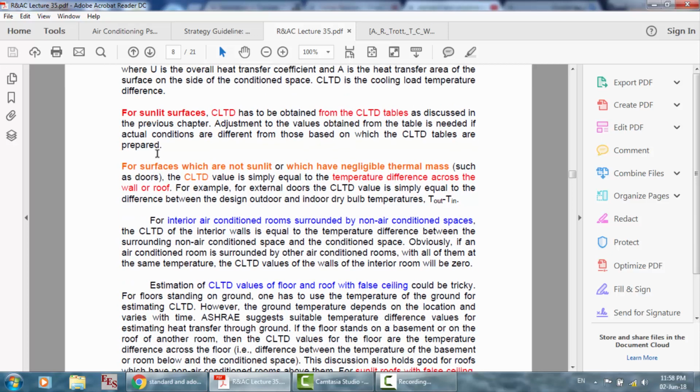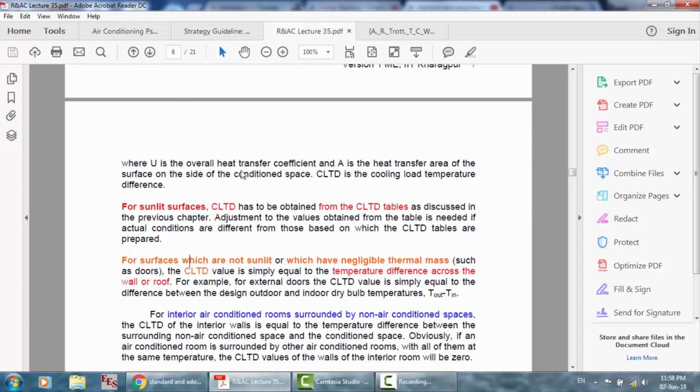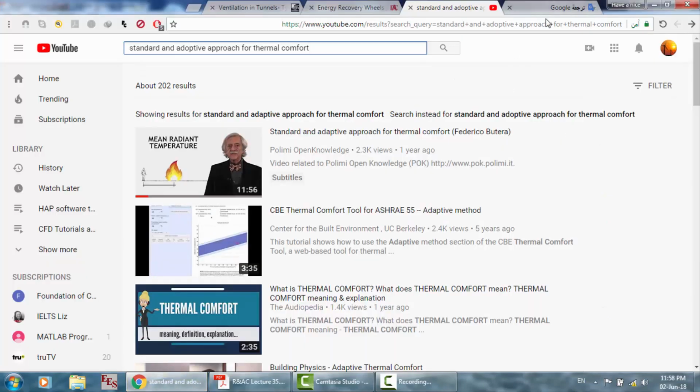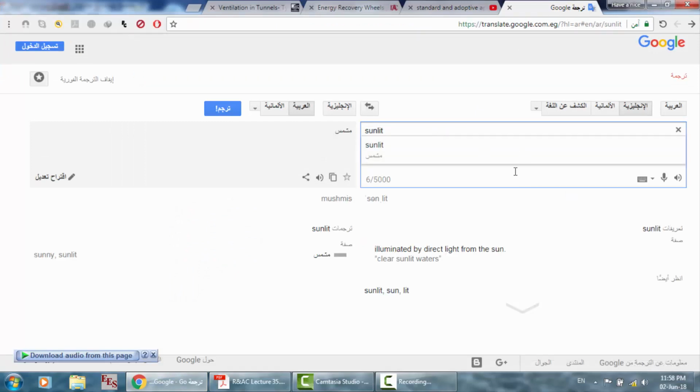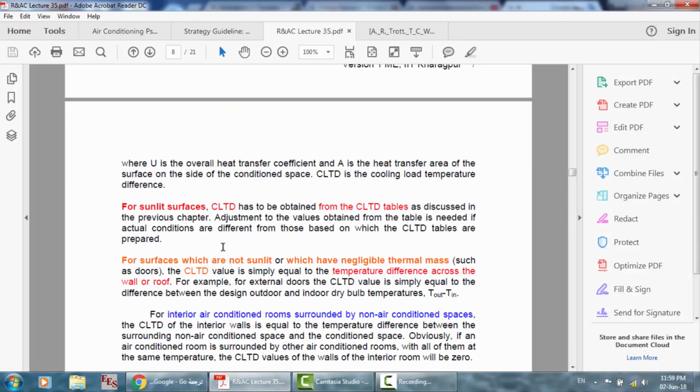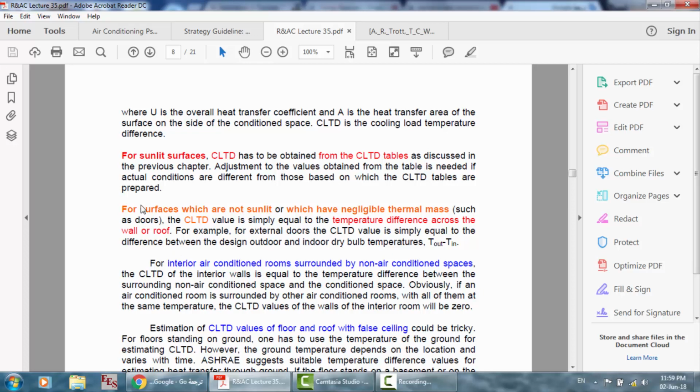For surfaces which are not sunlit, sorry, I said sunlight, it is sunlit. For surfaces which are not sunlit or which have negligible thermal mass, such as doors, the CLTD value is simply equal to the temperature difference across the wall or the roof.